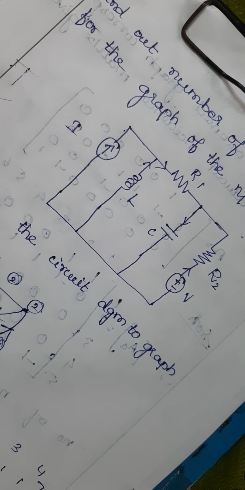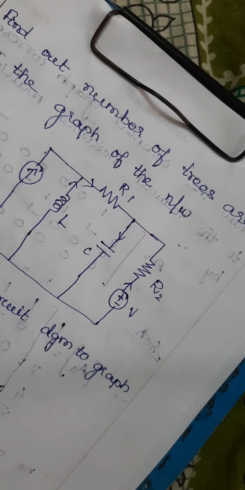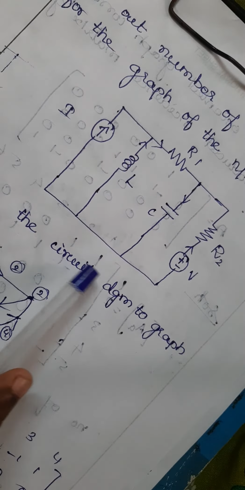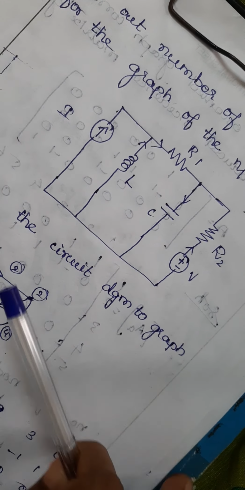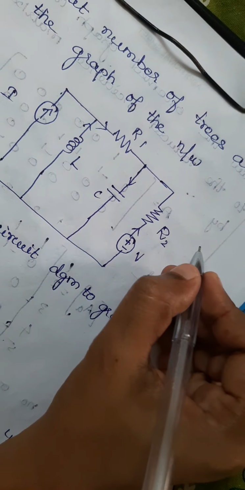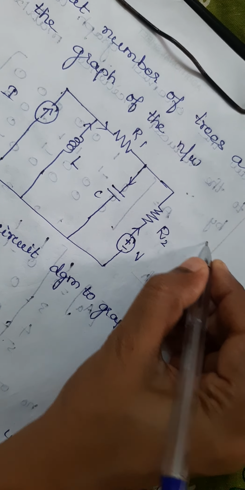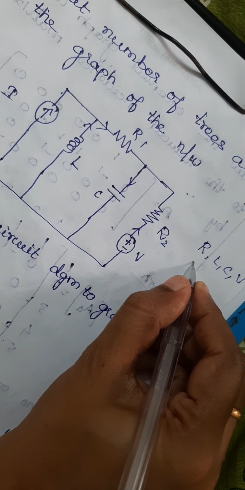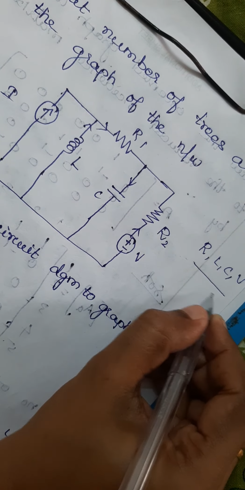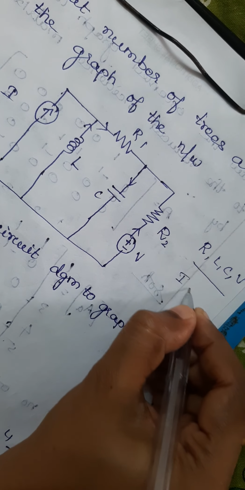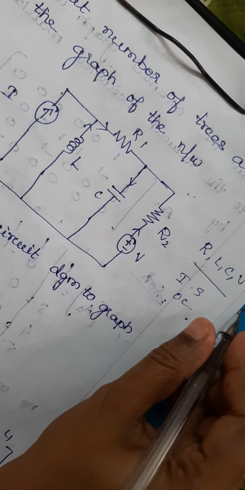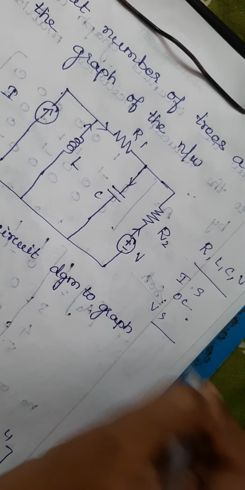So first we can see one problem. Find the number of trees that are possible for the graph of the network. So it is the circuit diagram. In this circuit diagram, you want to draw the tree. How can you draw the tree? So listen, resistor, inductor, capacitor and voltage source are marked as a straight line or wire connection. The current source is marked as the open circuit. Voltage source means short circuit, so it will be shorter.